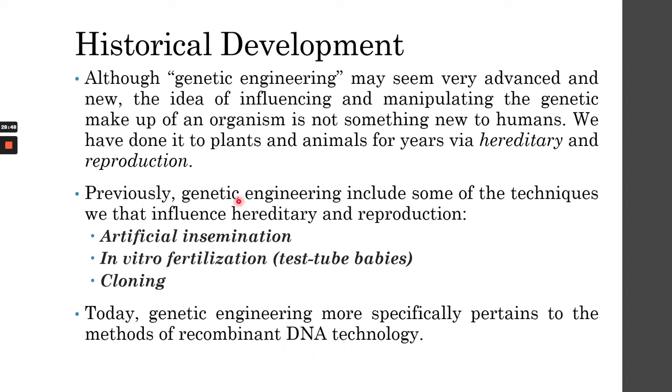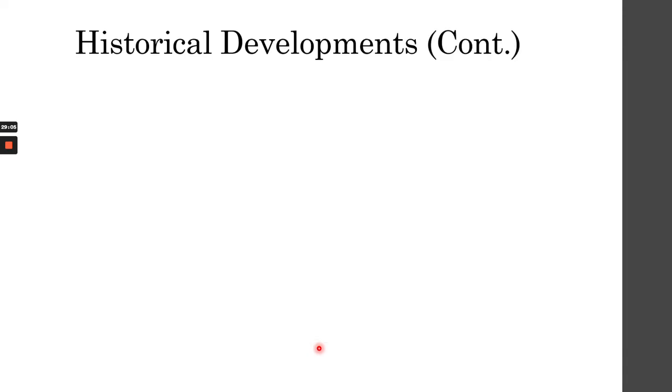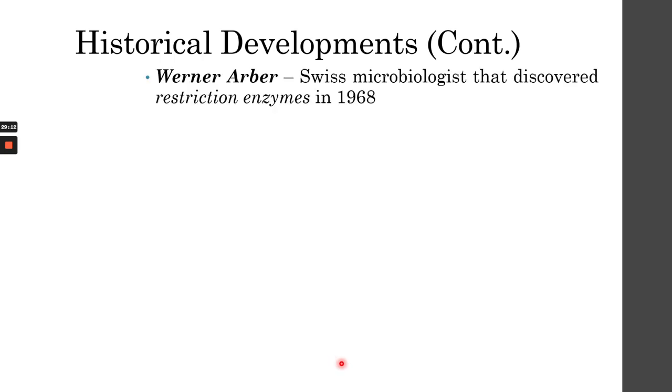Previously, when we talked about genetic engineering, we meant everything that has anything to do with influencing and manipulating genes. But nowadays, when we talk about genetic engineering, we are more talking about the recombinant DNA technology that I just discussed. And continuing on with historical developments, let's learn some names and people that are behind the development of genetic engineering. First is Werner Arber.